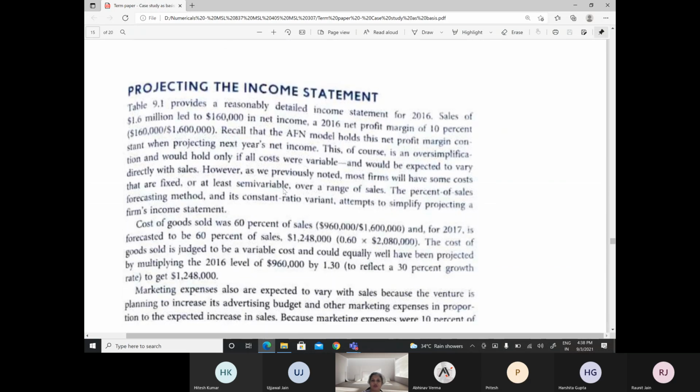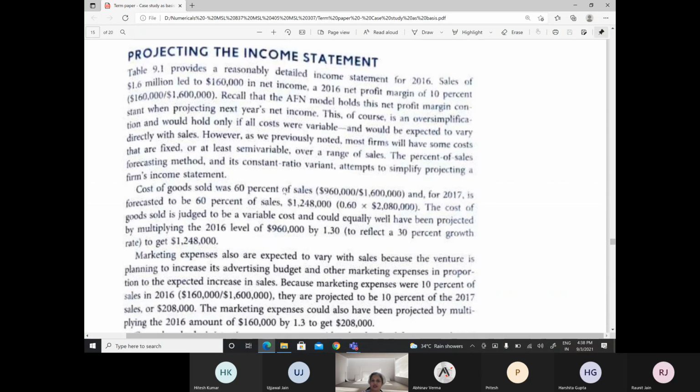Now, based on this growth rate, let us look at how we project the income statement. Table 9.1 provides a reasonably detailed income statement for 2016. Sales of 1.6 million lead to $160,000 in net income, which is basically a net profit margin of 10%. Recall that the AFN model holds this net profit margin constant when projecting the next year's net income.